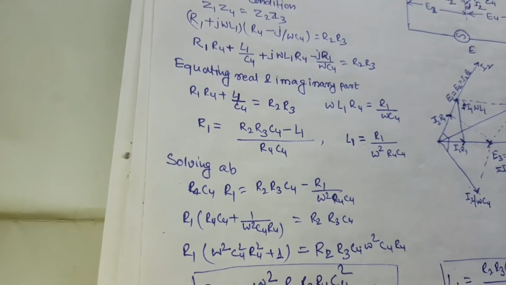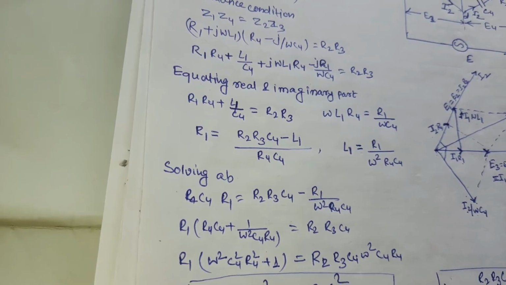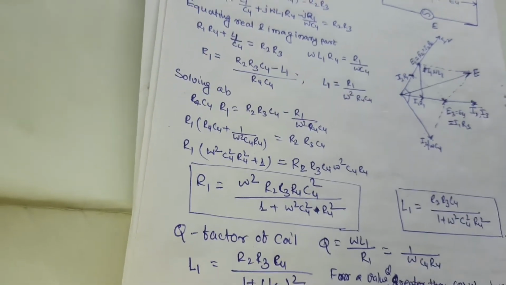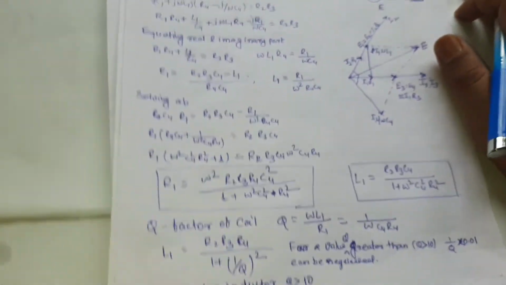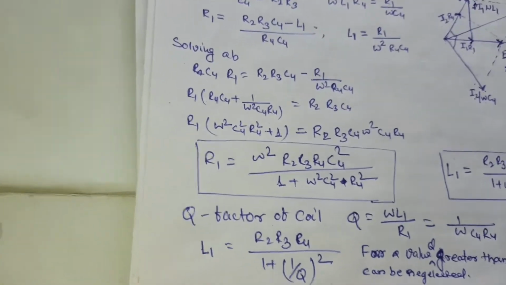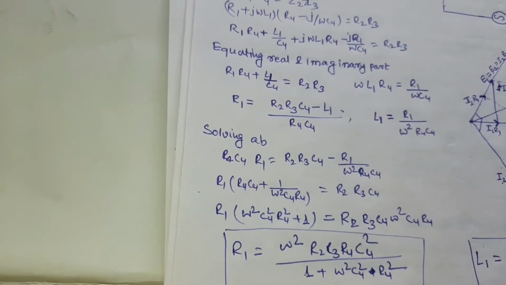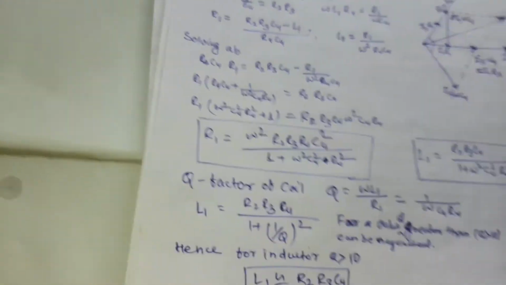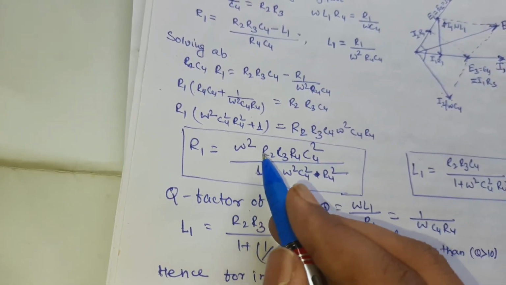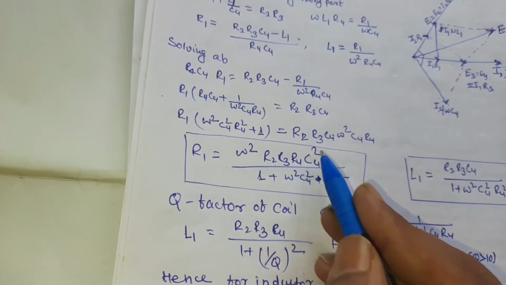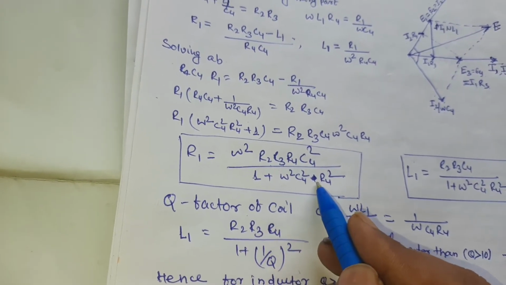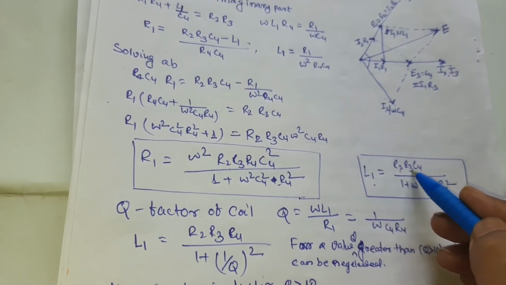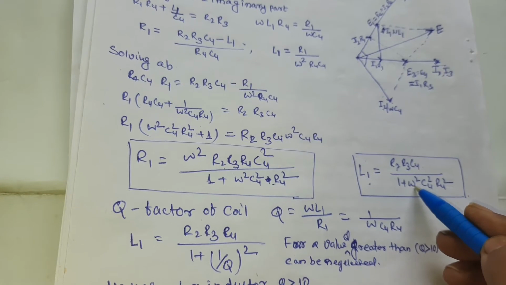and you can measure the inductance and the value of the unknown resistance. So using this formula you can measure the values of R1 and L1. Because R1 is in terms of L1 and L1 is in terms of R1, by solving those two equations you get R1 equal to omega square R2 R3 R4 into C4 square by 1 plus omega square C4 square into R4 square, and L1 is equal to R2 R3 C4 by 1 plus omega square C4 square into R4 square.